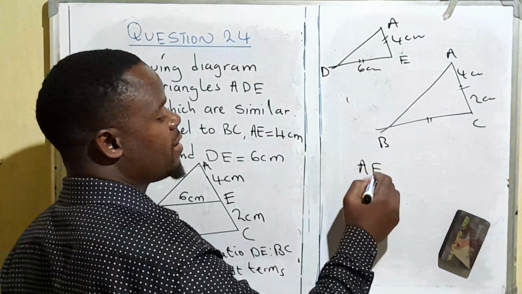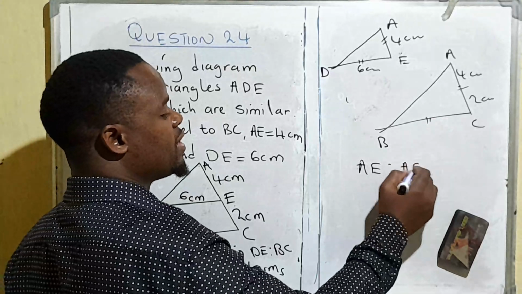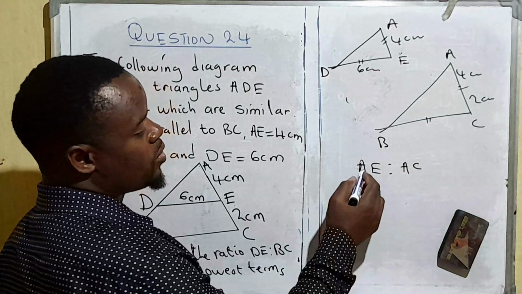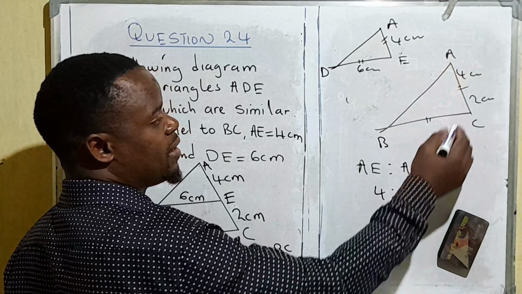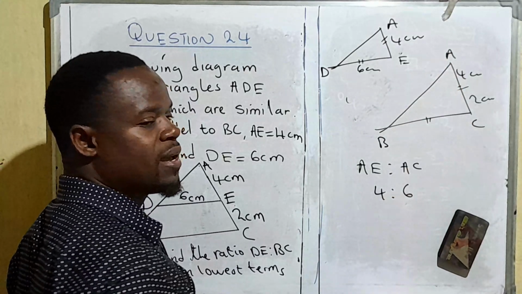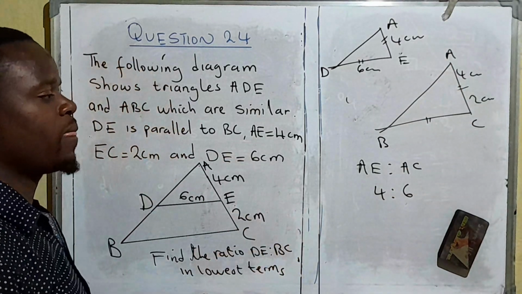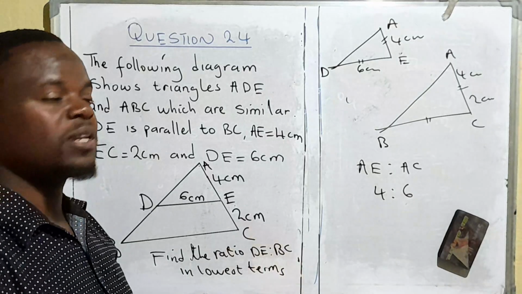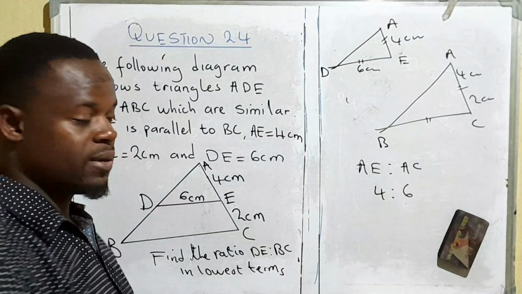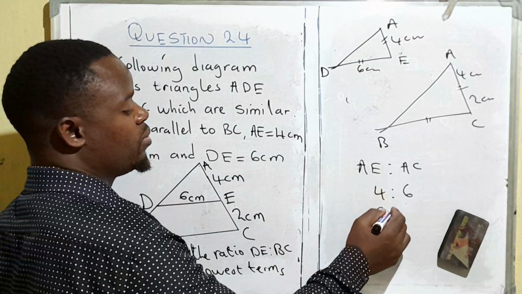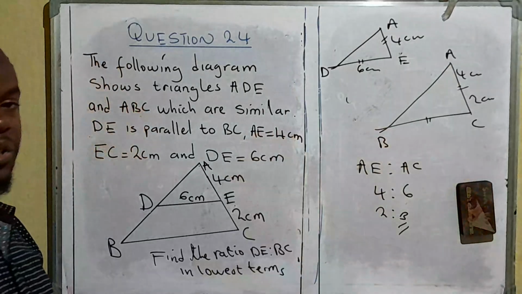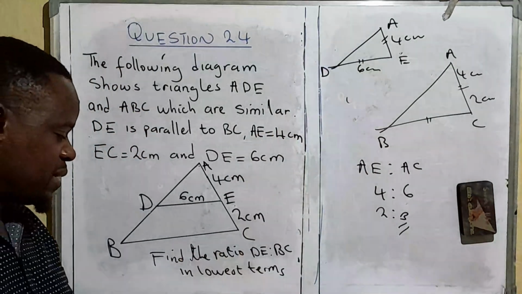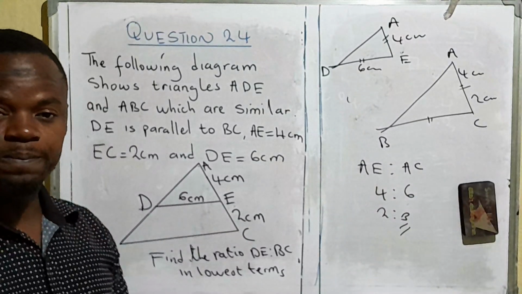So we say AE to AC, right? So AE is 4 and AC is actually 6. Find the smallest number to divide both by so that you simplify what you've been given. 2 there, 2, 2 there, 3. So that's the ratio, and we've actually resolved this question.